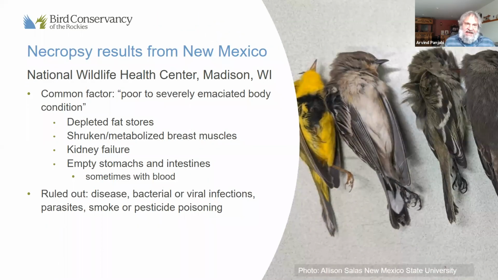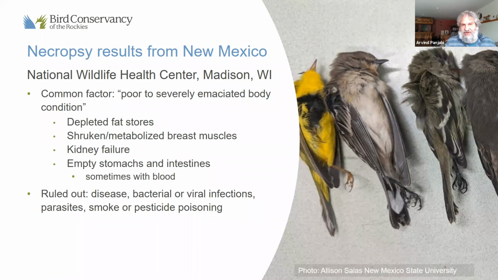Now, we did recently hear the results of the necropsy analysis from birds that were sent in from New Mexico to the National Wildlife Health Center in Madison, Wisconsin. And the report came back stating that the common factor amongst all the birds that were analyzed was that they were in poor to severely emaciated body condition, having completely depleted their fat stores. They had shrunken or metabolized breast muscles, a sign again that they were very stressed out energetically and metabolizing that breast tissue just to stay alive and fly.